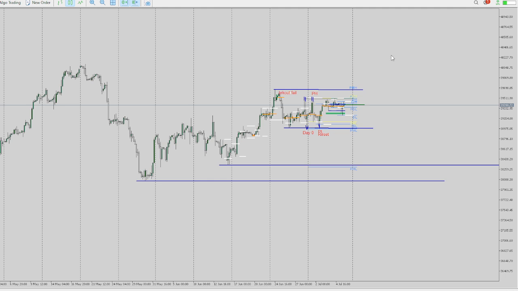So we're either going to break up, continue and use this here and then go up, or we're going to come to this area and it's going to fail, and then we're going to come back down. But we have to wait and see what's going to happen, how the market behaves next week.